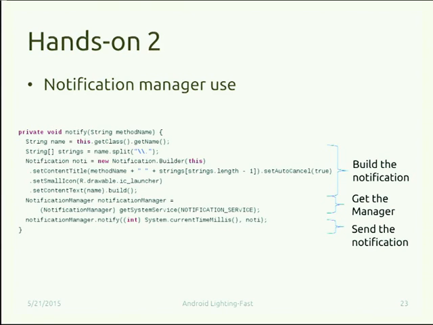But basically, what we do in these three lines is to build a notification. So we set the title, the icon to show, and the message. Okay, the three lines there. Set content title, set some small icon, and set content text.